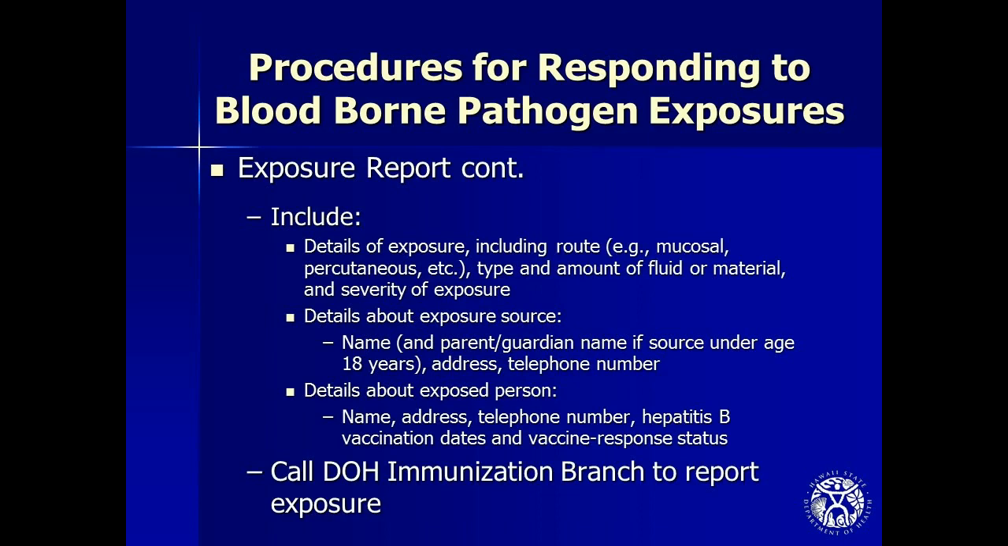Include details of the exposure, describing the route, for example, mucosal, percutaneous, etc., type and amount of fluid or material, and the severity of exposure. Provide details about the exposure source including the name and parent or guardian's name if the source is under 18 years of age, address and telephone number. List the exposed person's name, address, telephone number, hepatitis B vaccination dates, and vaccine response status. Call the DOH immunization branch to report the exposure.